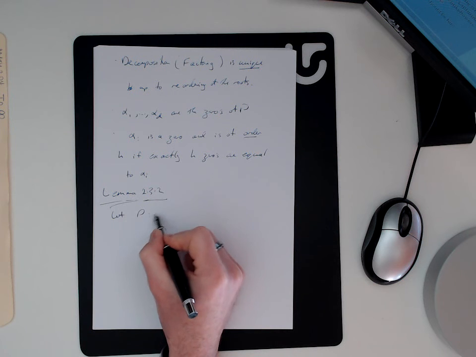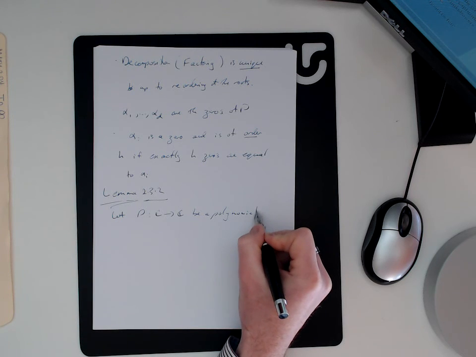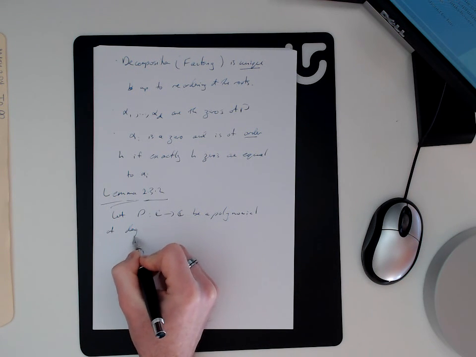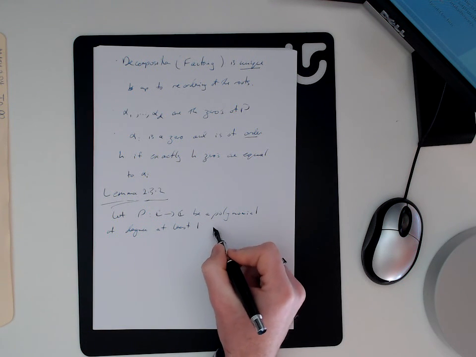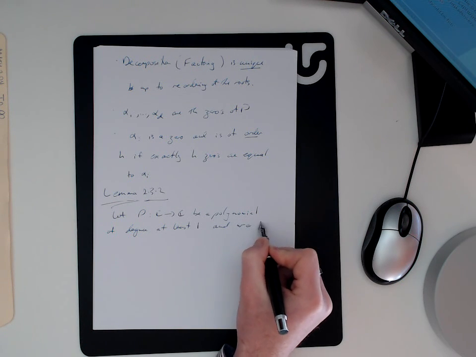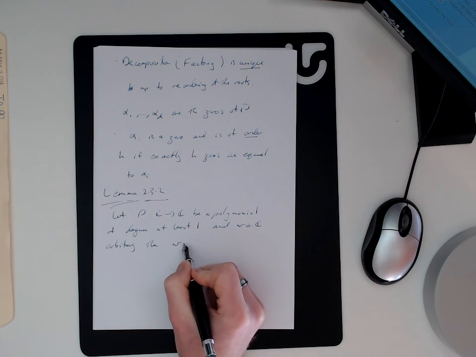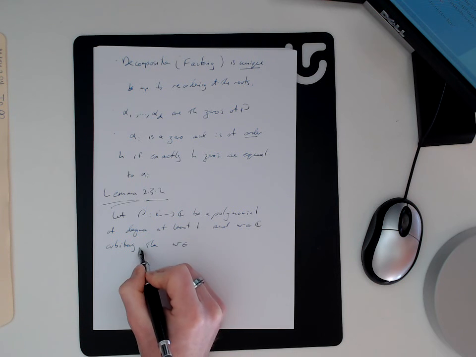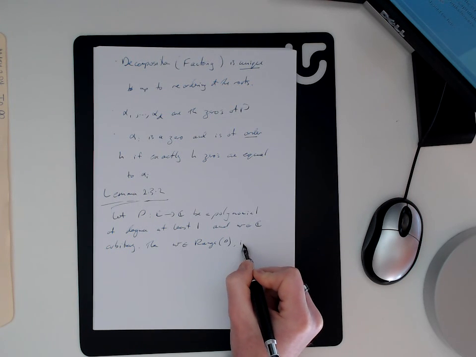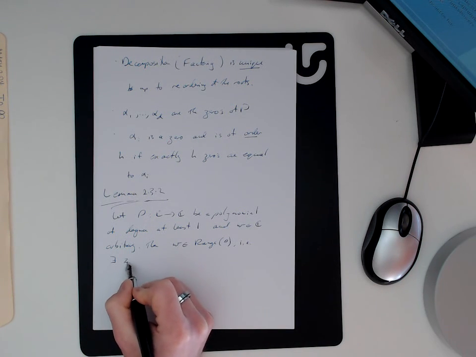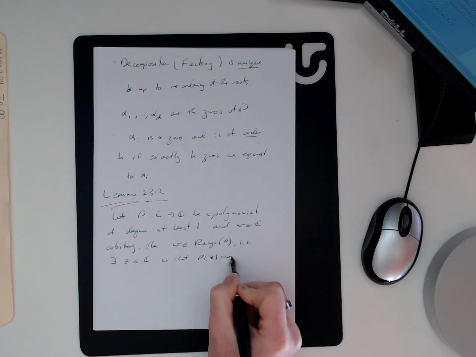Let p from the complex numbers to the complex numbers be a polynomial of degree at least 1. So that's to ensure that we have at least one root. And w, an element of C, arbitrary. Then w is inside the range of p, i.e. there exists z, an element of the complex numbers, so that p(z) equals w.